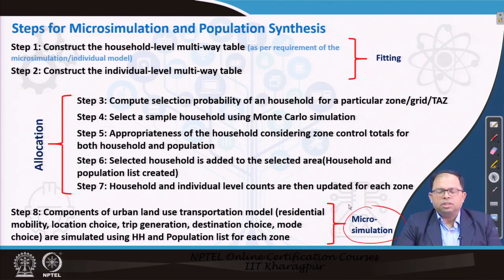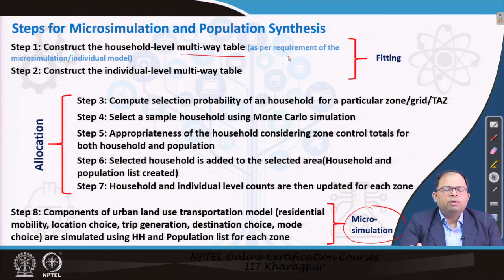So, in the fitting part, we need to construct the household level multivariate table. Multivariate table is the cross tabulation tables. This could be done as per the requirement of the microsimulation or individual models, and then we need to construct the individual level multivariate table or the cross classification table. So, these two have to be done separately. We cannot do these two together.